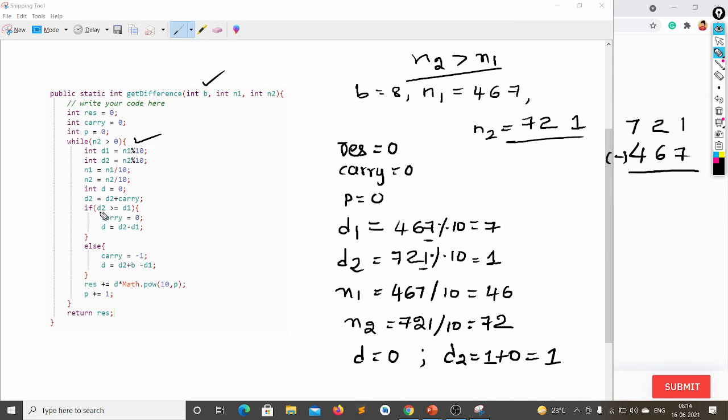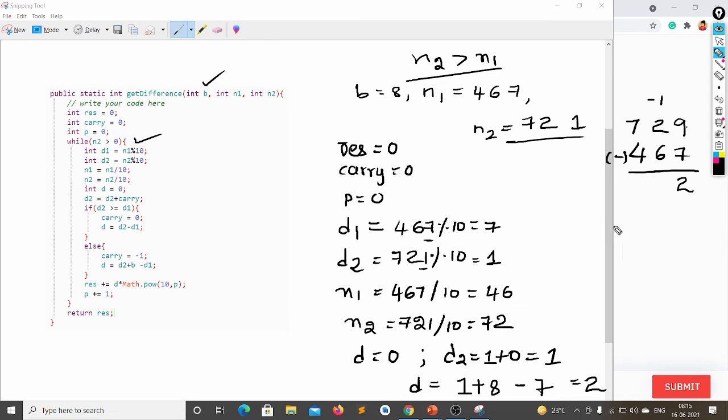Now, if d2 is greater than or equal to d1, is d2 greater than d1? No. Else condition, carry will be minus 1. So my carry will have minus 1 and my d will be, what is my d? d2 is 1 plus b. What is the base here? 8. 8 minus d1. What is my d1? 7. See, that's only happening, no? If we are keeping carry as minus 1 and we are borrowing 8 here. So 8 plus 1 is 9. So 9 minus 7 is 2. The d2 will be 2. d will be 2.